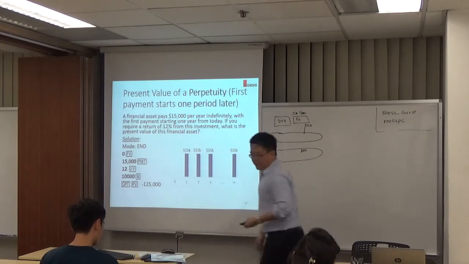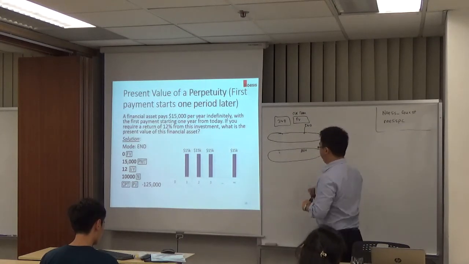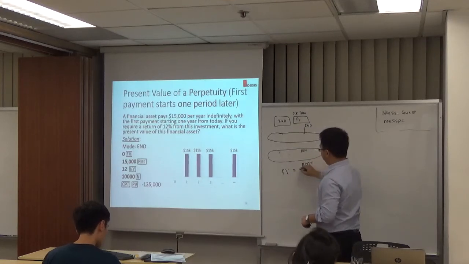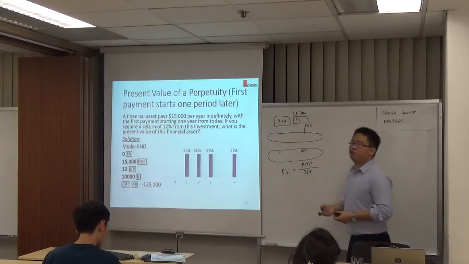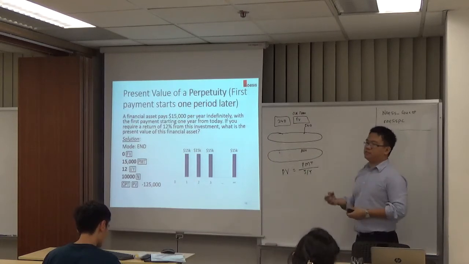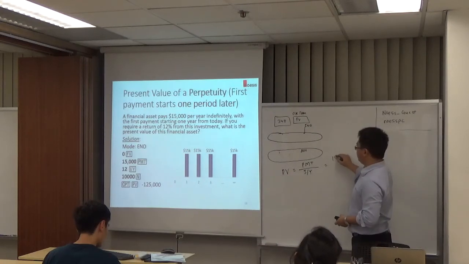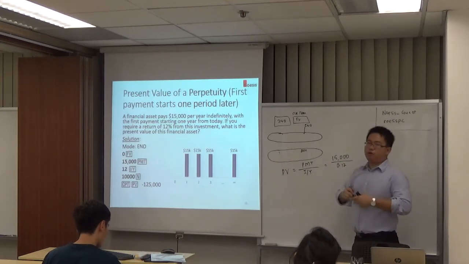Of course, how the actual formula looks is very straightforward. The PV of the perpetuity is just your PMT divided by your interest rate. This is the actual formula, but of course the calculator doesn't require you to know that. If you want to do the actual calculation, it's just 15,000 divided by 12%. That will give you 125,000 as well.